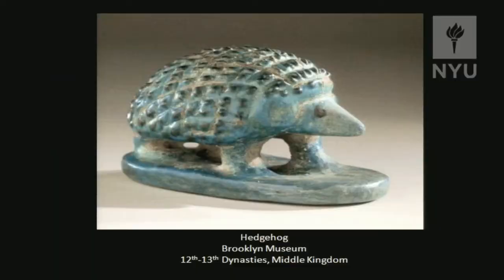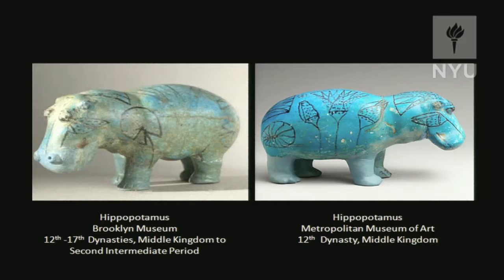Representations of hedgehogs, for instance, were used as amulets because of their associations with death and rebirth, which was a result of their hibernation. They were also admired for their resilience in the semi-desert areas outside of the floodplain. Similarly, there are numerous faience hippo statuettes and amulets that clearly had magical properties to the ancient Egyptians.